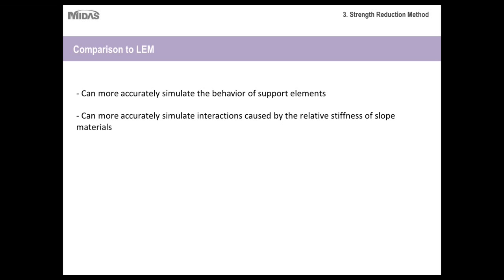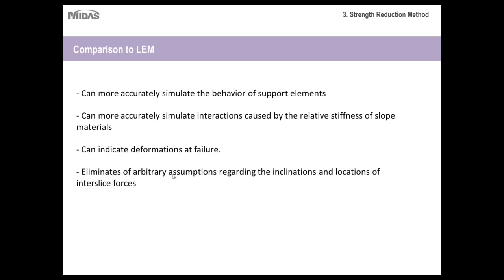Once again, the way that the slope materials interact against each other, especially when they're very stiff, is much more accurately simulated by the strength reduction method. It can indicate deformations at failure. So if deformation is something that you really need to know for your project, then the strength reduction method is something that you would need to use, because a limit equilibrium method can only calculate your factor of safety. It can't calculate deformations.